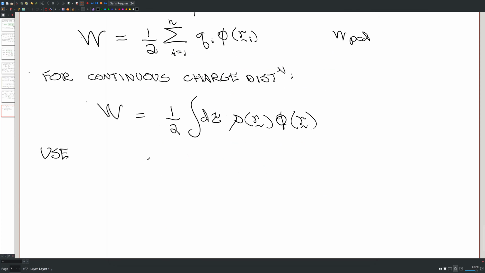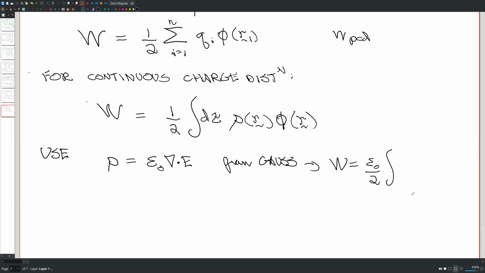Don't worry. We're going to use the fact that rho from Gauss is just epsilon 0 times the divergence of E. That's from Gauss. So essentially what that gives us is that this thing here just becomes epsilon 0 over 2, the integral d tau of, I can write it as div E times phi. Okay, so that's one thing.